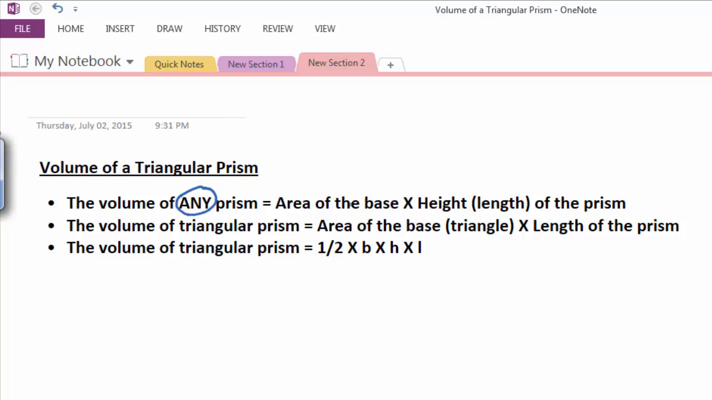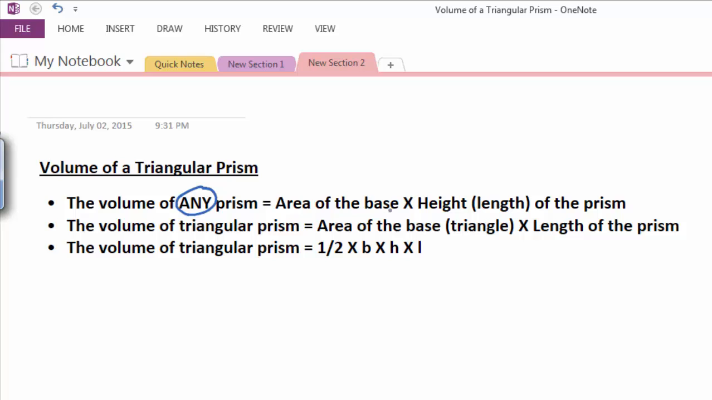The formula is very simple. We say the area of the base times the height, or sometimes we say the length of the prism. So if I know the area of the base and I multiply it by the length of the prism, I will get the volume. If the prism is a rectangular prism, I will get the area of the rectangle times the height or the length of the prism. If the prism is a pentagonal prism, I will find the area of the base, which is a pentagon, times the height or the length of the prism.